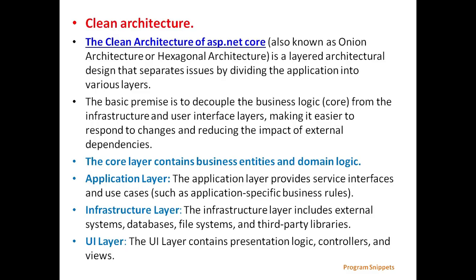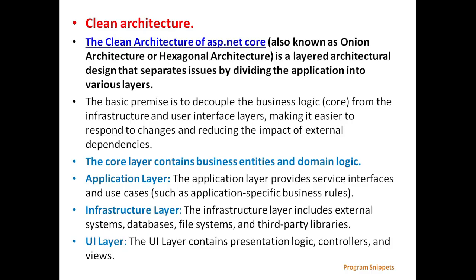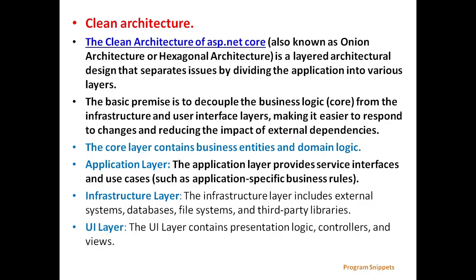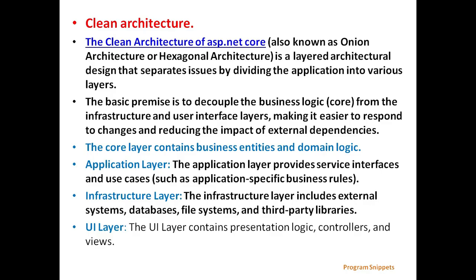Clean architecture. Clean architecture, also known as onion architecture or hexagonal architecture, is a layered architectural design that separates concerns by dividing the application into various layers. The basic premise is to decouple the business logic from the infrastructure and user interface layers, which makes it easier to respond to changes and reduce the impact of external dependencies. The core layer contains business entities and domain logic. Different layers of clean architecture are application layer, which provides service interfaces and use cases. Then infrastructure layer, which includes external systems, databases, file systems, and third-party libraries. And UI layer, which contains presentation logic, controllers, and views.